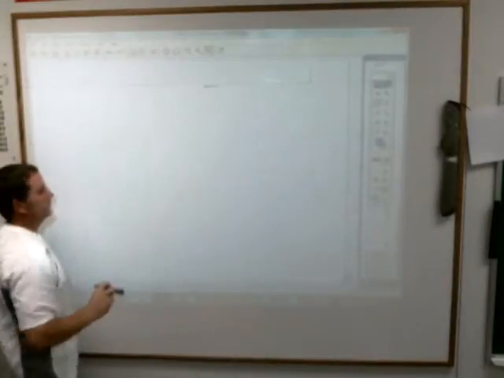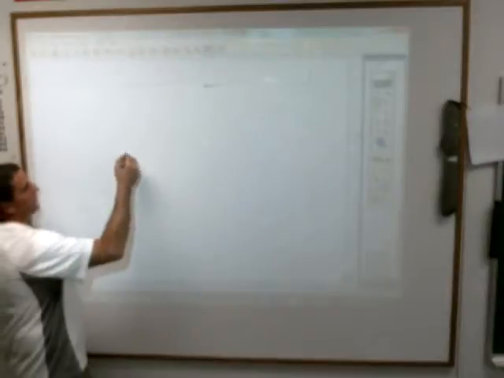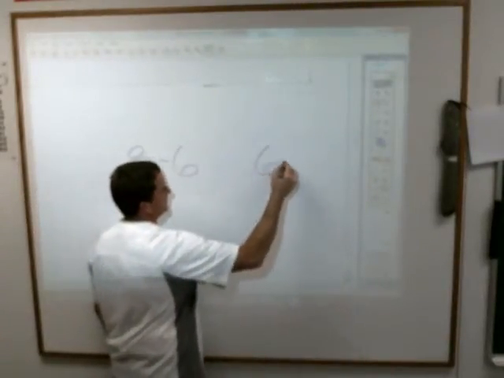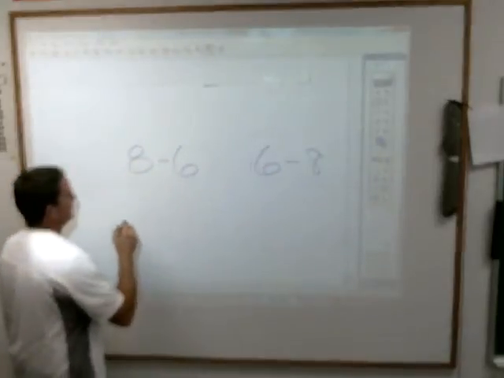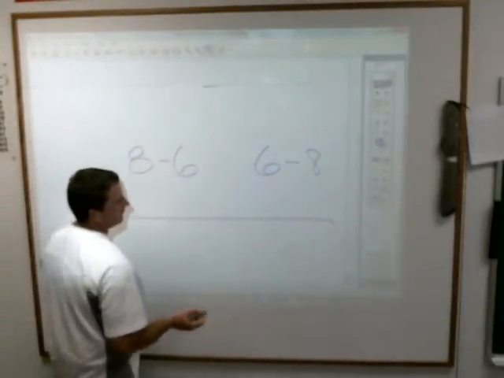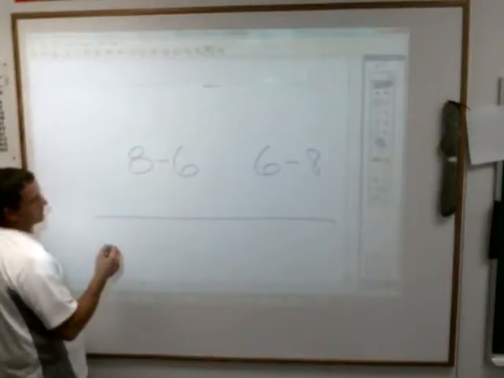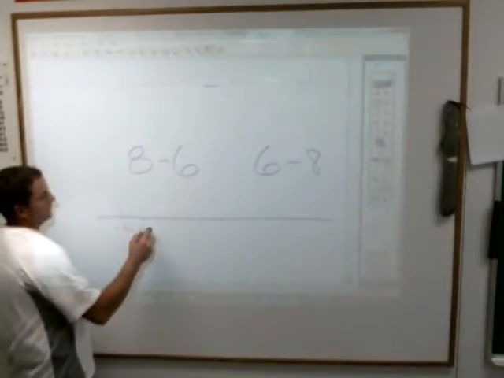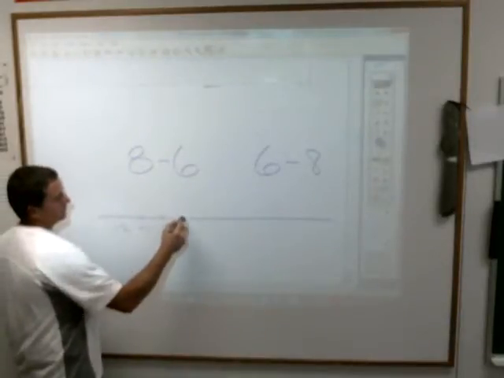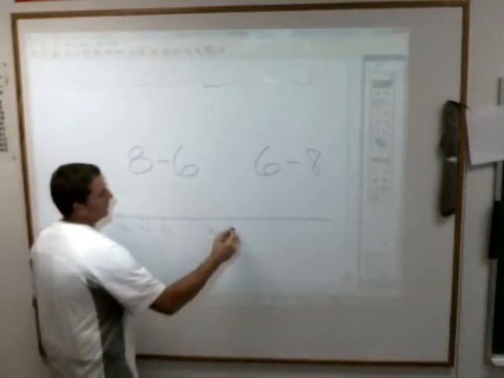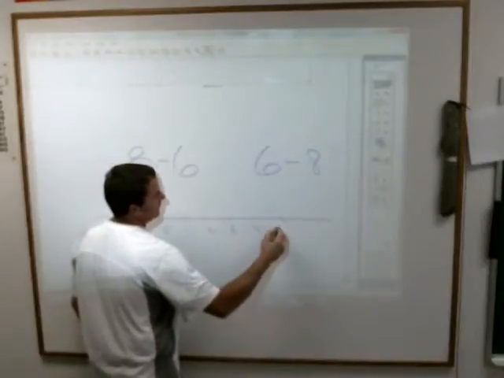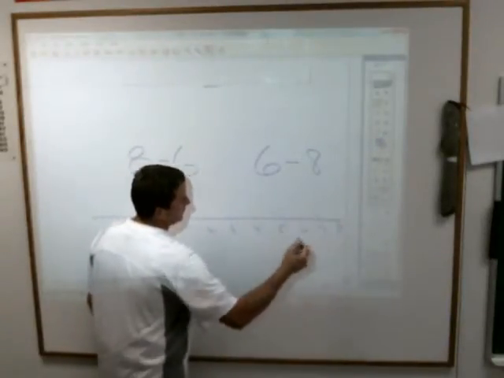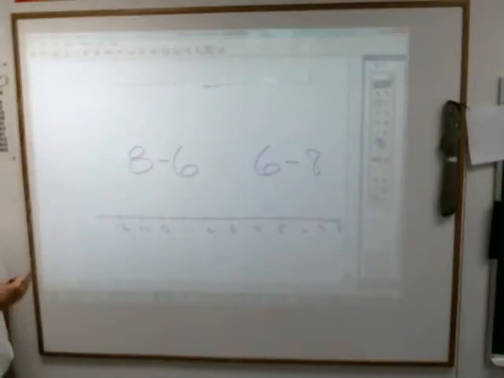And the other thing you have to be careful with is this. Let's say I've got 8 minus 6 and 6 minus 8. Here is another use for our beloved number line. Let's do this. -2, -1, 0, 1, 2, 3, 4, 5, 6, 7, 8. You can do subtraction on the number line. When you subtract numbers, you just go backwards.